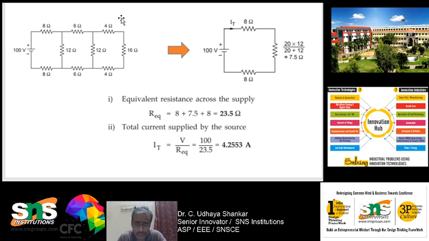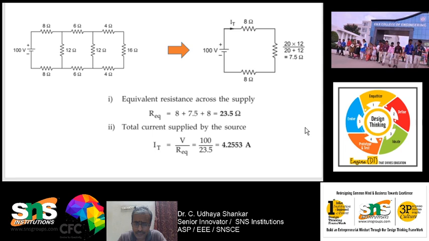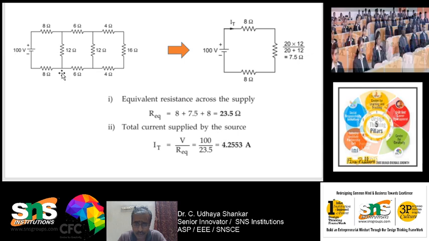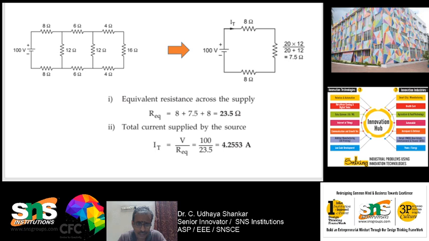So you can see that this complex circuit has been converted to a very simple circuit like this. So after converting, it is very simple. So how to find the total current? The total current will be given by total voltage divided by total resistance, which is 100 volts, the total input voltage, and 23.5 ohms is the total resistance, and that will be equal to 4.2553 amps. Okay. So it's very simple. If you understand, nothing is there. So I hope all the three problems are clear.